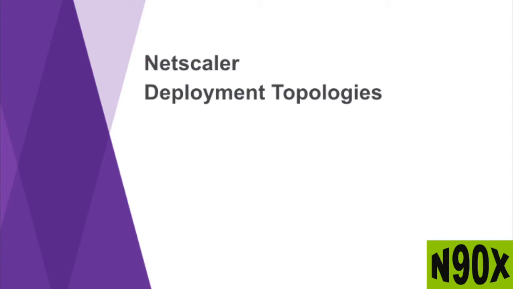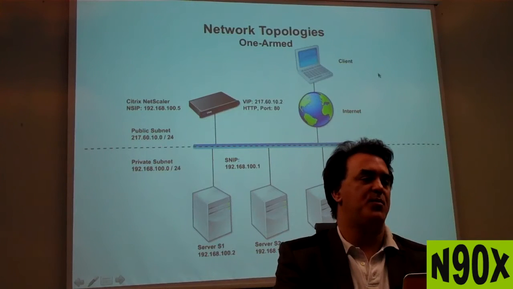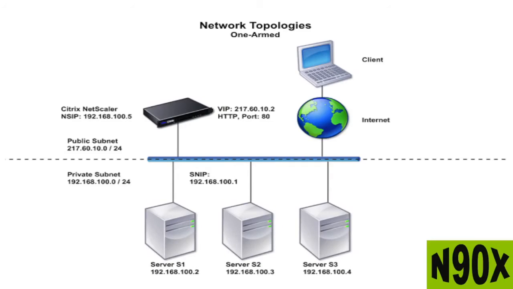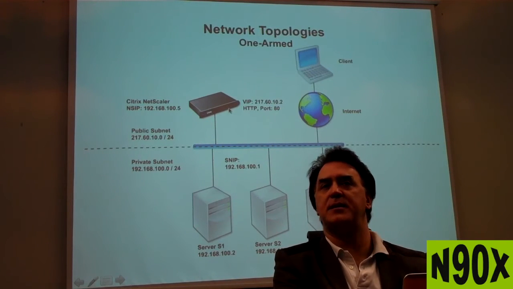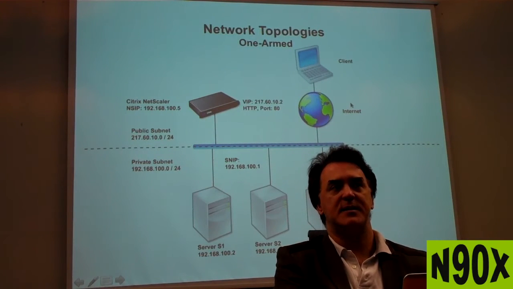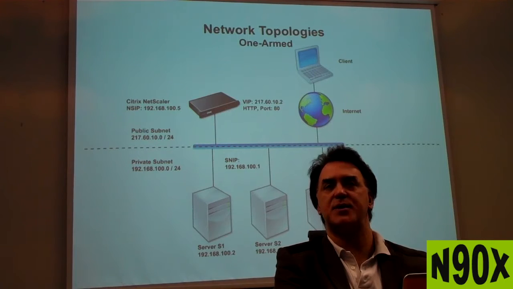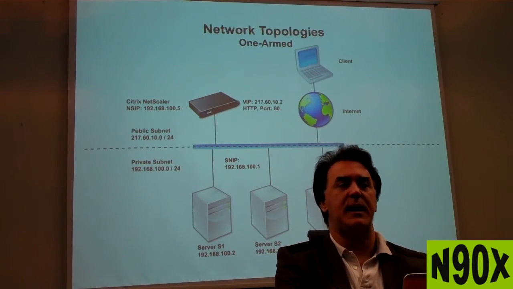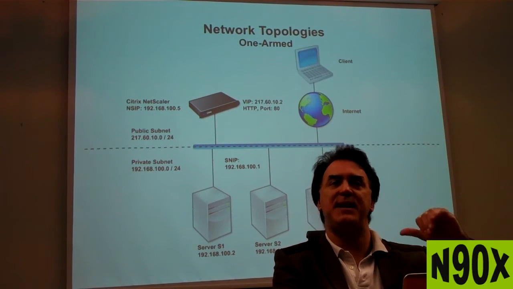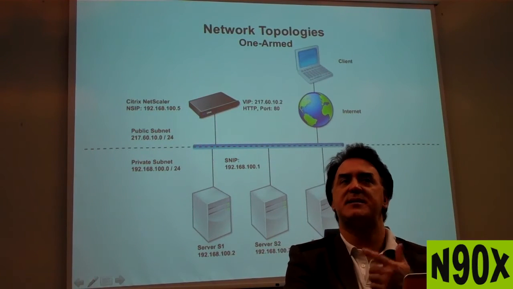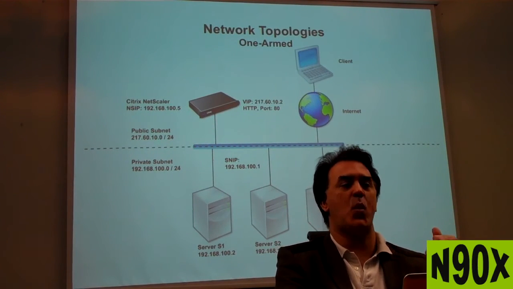So let's look at some deployment topologies. The easiest one to deploy is called one-arm topology. And this is what it looks like. You have your infrastructure, your servers here in the back end. You can just drop a NetScaler on the network. Now, the great thing about the one-arm topology is there's no interference with your existing infrastructure. You can put it on, create a virtual IP, which is where the client will connect to, update DNS so that clients connect to the VIP, and everything's fine. But can you see some problems with this one-armed topology?